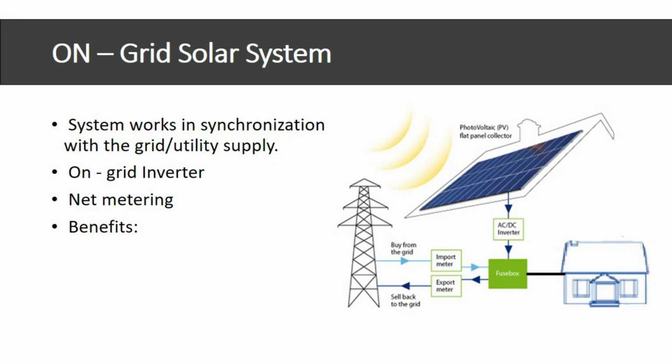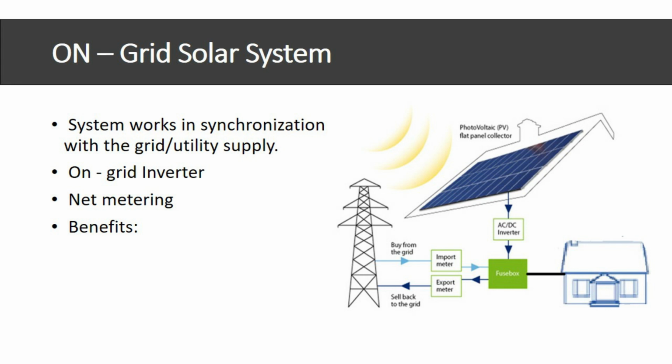So we'll start with on-grid solar system. As the name suggests, this system works in synchronization with the grid or utility supply. So it is the basic requirement that whenever you want to install on-grid solar system, you need to have a grid connection available at your facility. Okay. So you can see this photo on the right hand side of your screen. This tower basically indicates the grid connection.